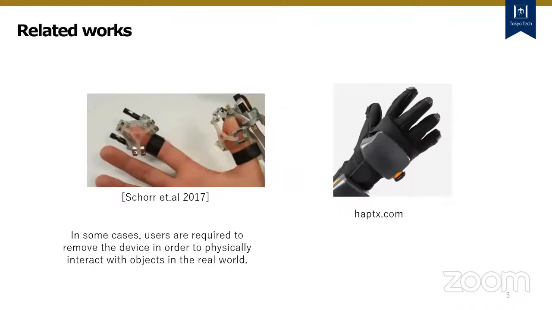So let me introduce some related works. These are two typical types of haptic devices. The problem with these two types of devices is that once worn, they will lose the sensation of objects in reality, making it difficult to wear them for a long time. They also cannot interact with real world objects, because the sensation on the finger is occluded.